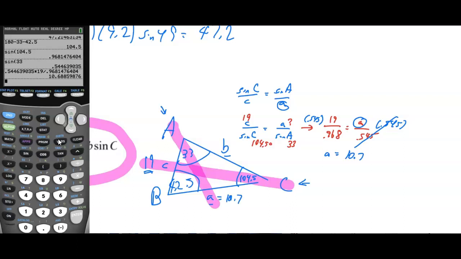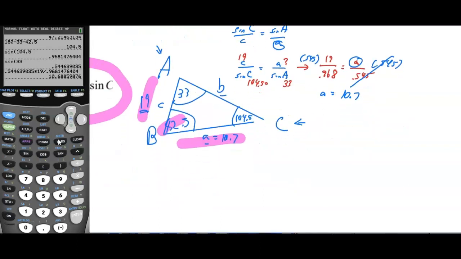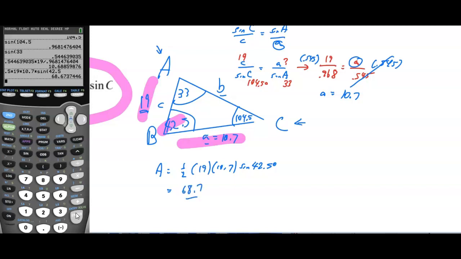Now that I know the A value, I have neighboring sides with an included angle. So now we can use the formula to find the area. We can say area equals 1/2 times 19 times 10.7 times the sine of 42.5 degrees. And now we can find the area of this triangle. So it would be 0.5 times 19 times 10.7 times sine of 42.5. And the answer is 68.7. That is the area of this triangle.